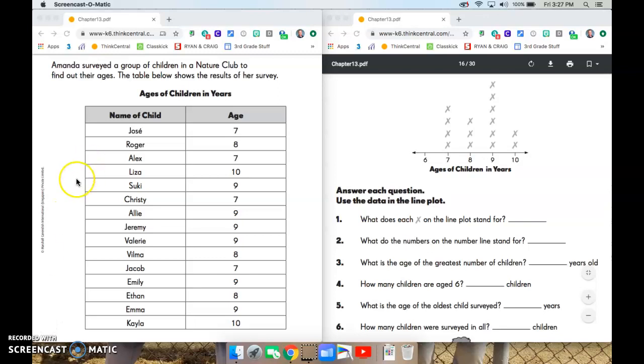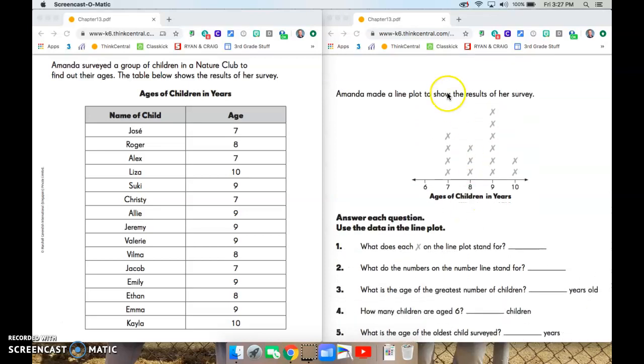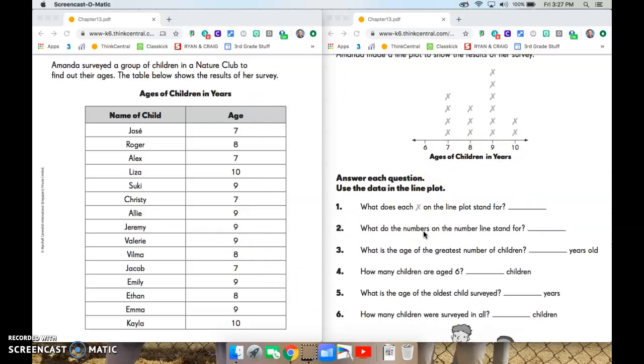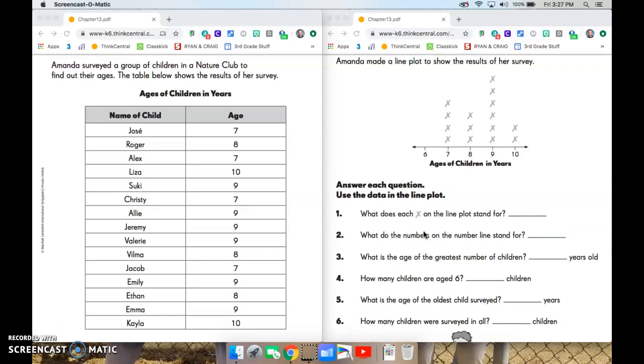So the first page says, Amanda surveyed a group of children in a nature club to find out their ages. The table below shows the results of her survey. So there's the table. The next page says Amanda made a line plot to show the results of her survey. So you can see a bunch of X's over 7, 8, 9, and 10. Answer each question, use the data in the line plot.